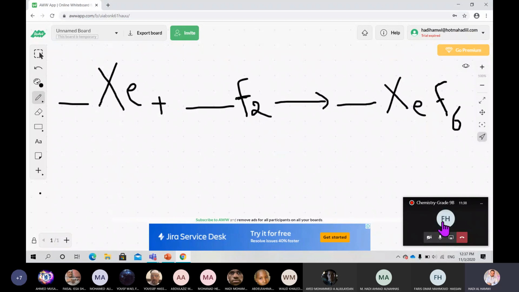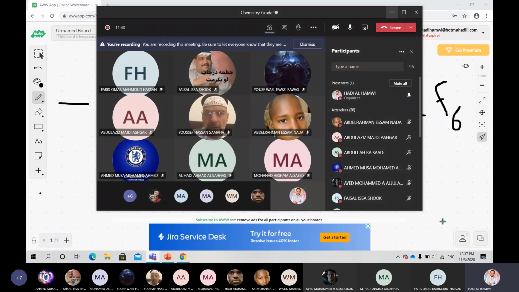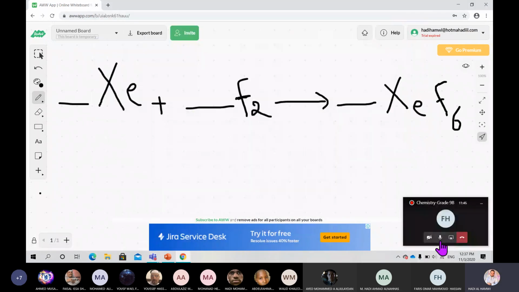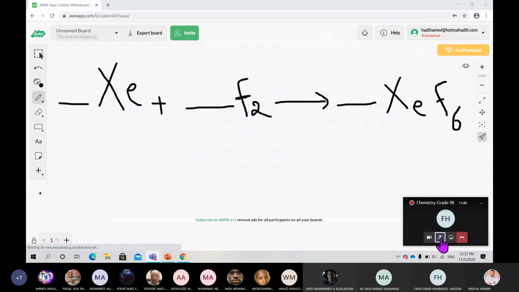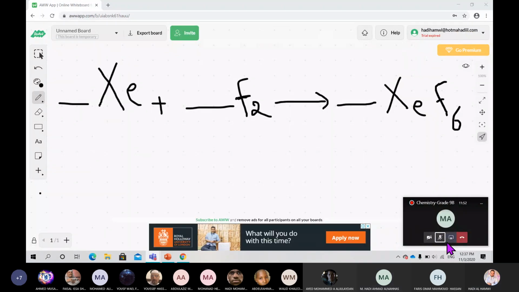When you finish solving, raise your hand, please. When you finish solving, raise your hand. Mr., can you repeat the question? What's your question? What did you say? I said you have here an equation, a chemical equation. Balance it.